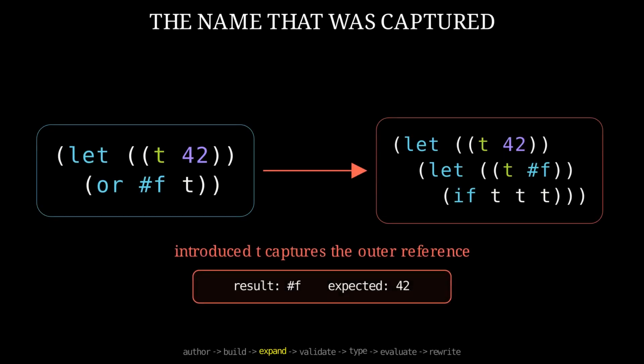Macros that introduce names can change a program by accident. Here an outer variable named t holds 42. The second argument of or refers to that outer t. A naive or macro also introduces a temporary named t. After textual expansion, the new inner binding captures the reference that used to point outward. The expanded program returns false instead of 42.